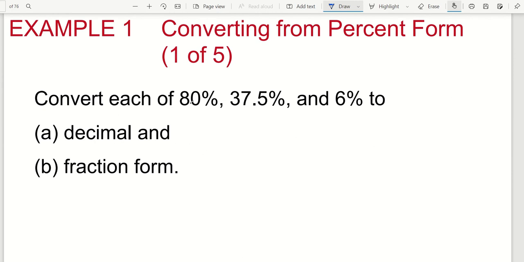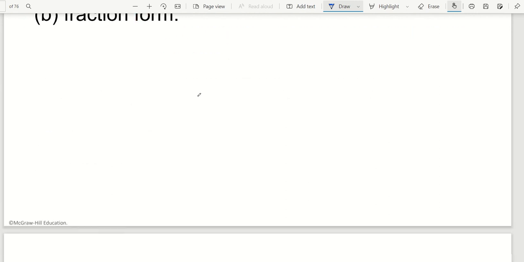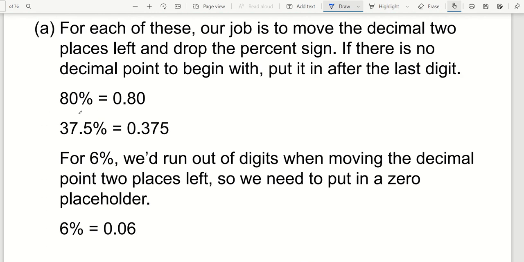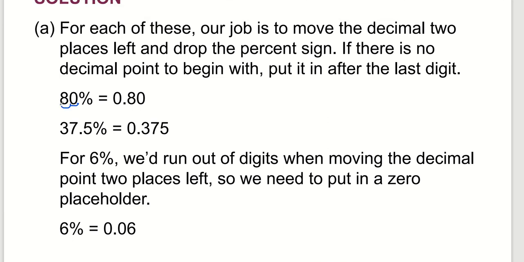For example, let's convert 80%, 37.5%, and 6% to decimal form and also to fraction form. From a percent to a decimal is the easiest one, because all you're going to do is slide the decimal spot 2 places to the left, which corresponds to the 100th position in a decimal. So if I have 80%, imagine the decimal spot as being behind the last digit. Move it 2 places to the left, and that's how we go from percent to a decimal. So 80% is 0.80. If we had 37.5%, again, you slide the decimal spot 2 places to the left, move it there, and then throw away the percent sign.